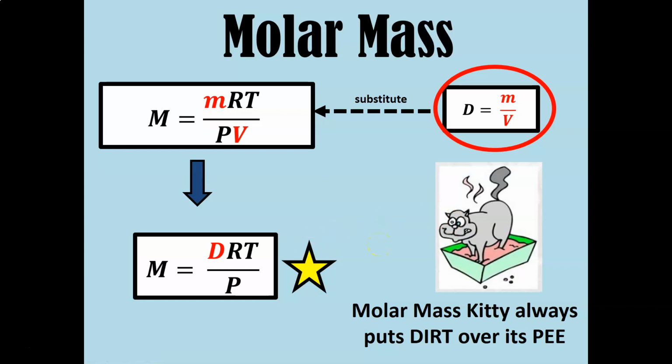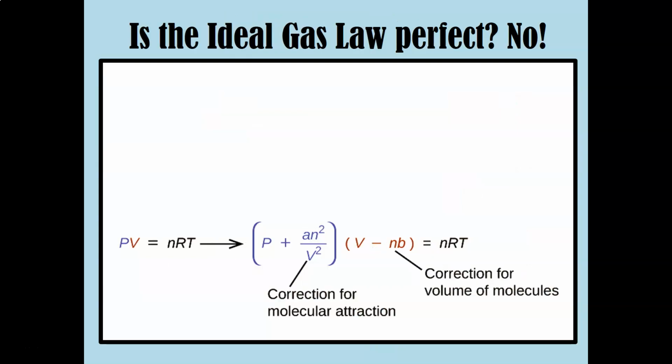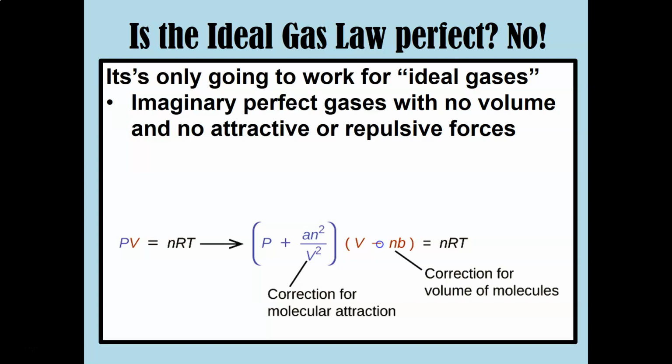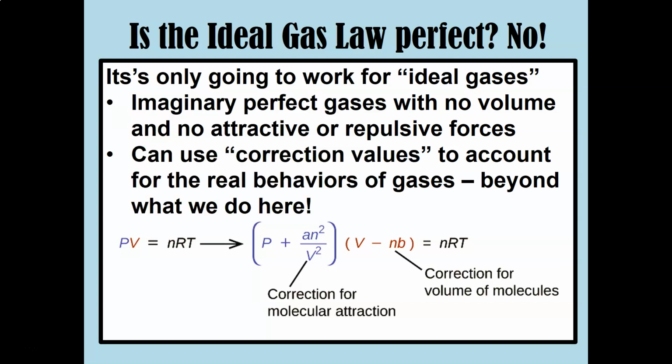And then one last thing I just want to talk about is we call the ideal gas law ideal, but that doesn't mean that it's perfect. Okay, it's only going to work for ideal gases. We have to remember that ideal gases are imaginary. They're not real. They pretend that there's no volume and no attractive or repulsive forces, which is crazy because that's not real, right? No, all gases take up volume, right? The atoms themselves have volume. And they all have some level of attractive or repulsive forces.